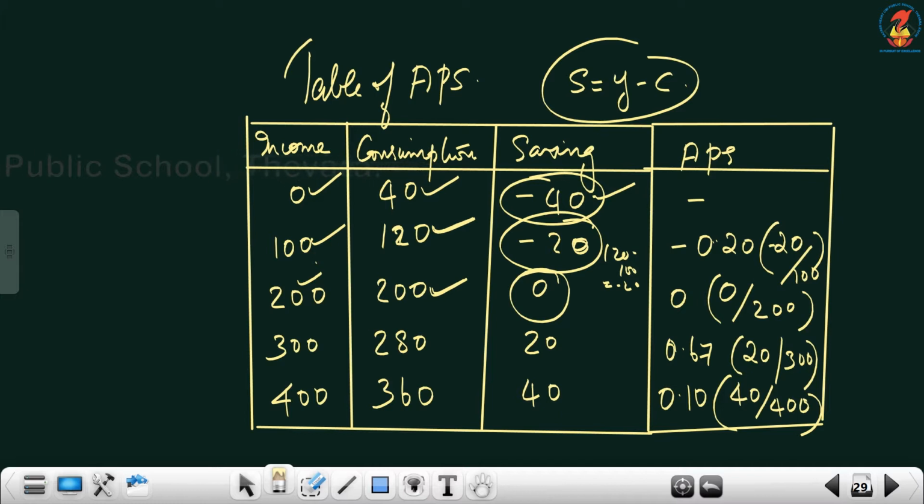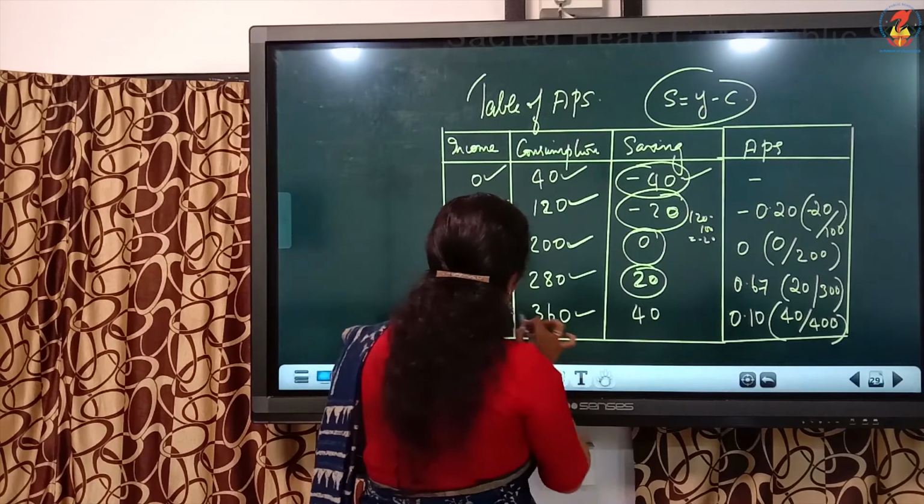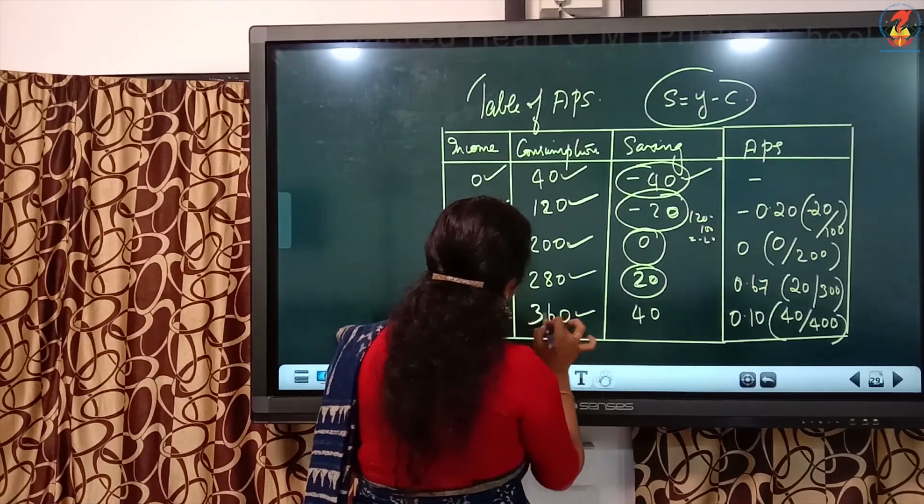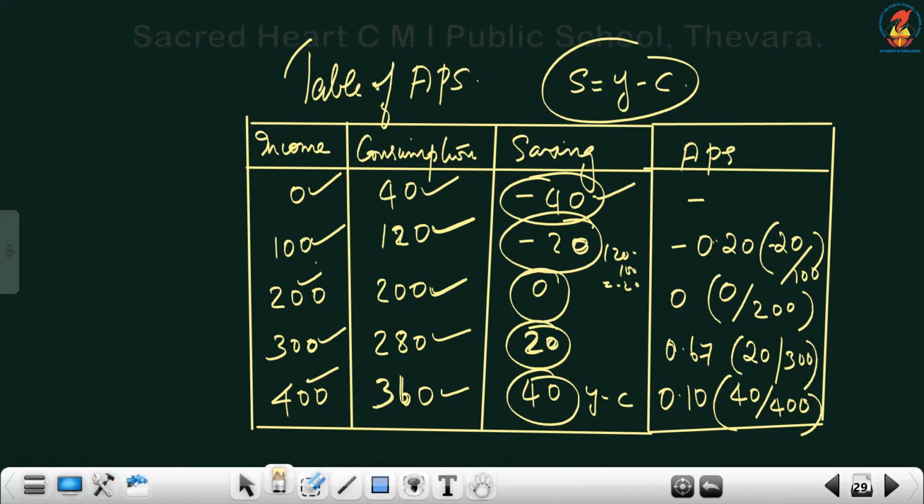Now we will move on to the next: consumption 280 and 300 as the level of income. There the difference between 300 and 280, Y minus C, is equal to 20. 20 is the saving. Next, the last level of consumption, that is 360, with the level of income 400. You can find the difference between 400 and 360 is equal to 40. Y minus C, that is 400 minus 360, you will get the value of 40.